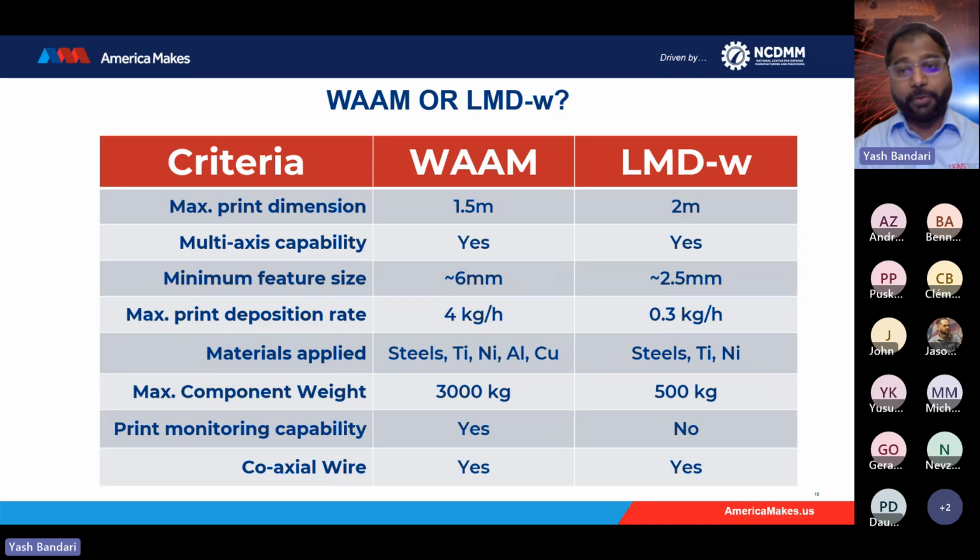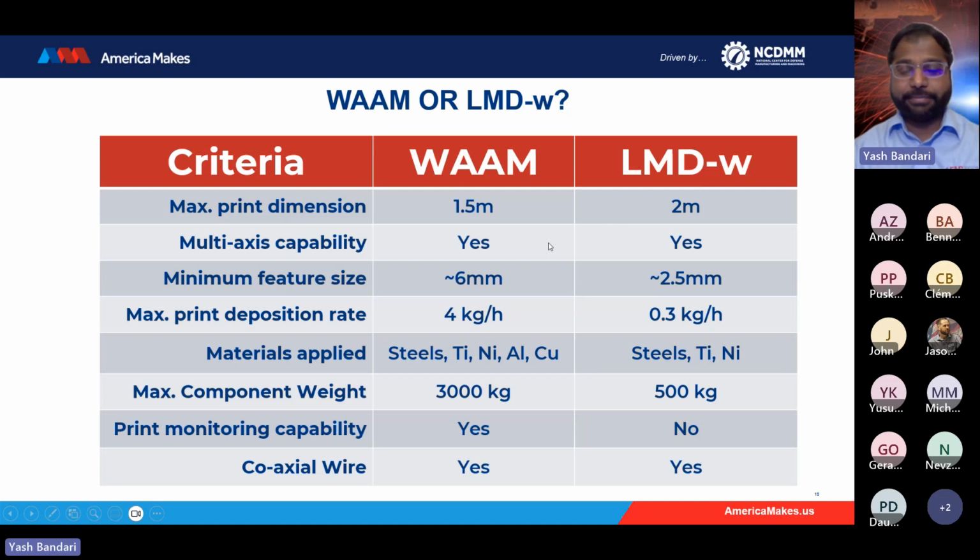The good news is both can print meter-long components. We rarely see 2 meter long components, but we still use it in a more effective way if we are to print multiple components. In terms of multi-axis capability, both of them can do just 3 axes, 3+2 axes, and 5 axes as well. For example, if somebody wants to print an impeller, 5 axis capability is important, and both of the technologies are capable of doing that.